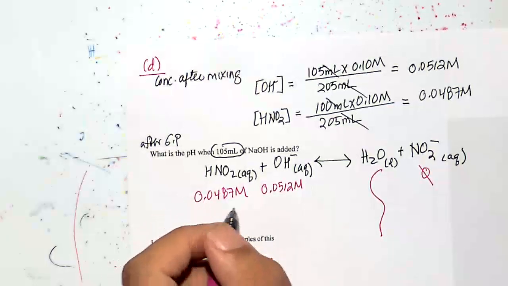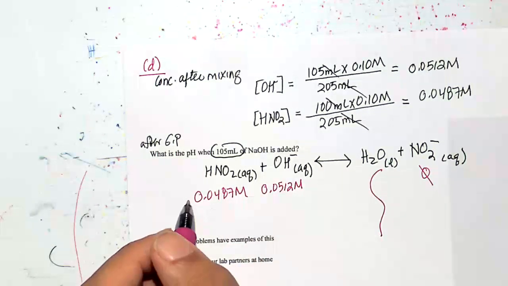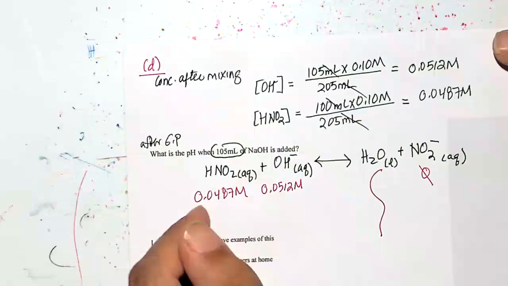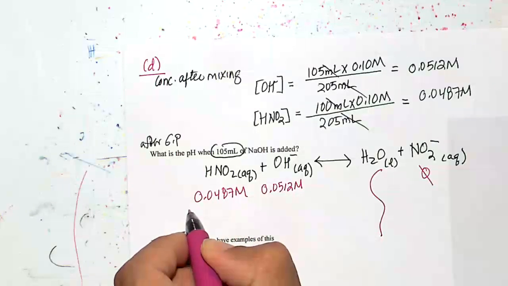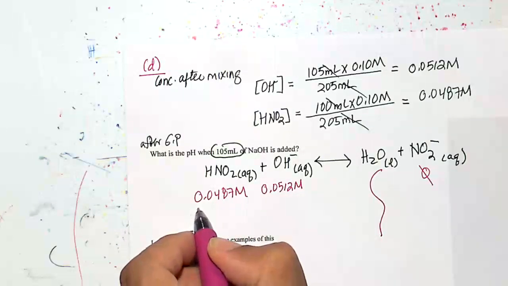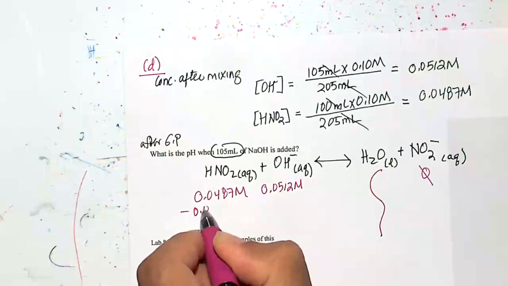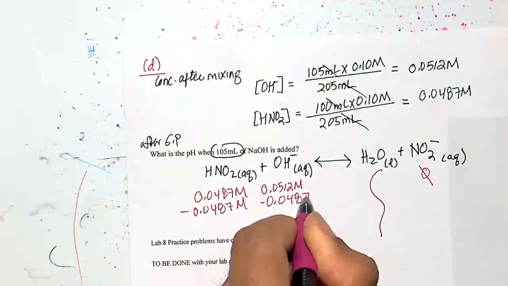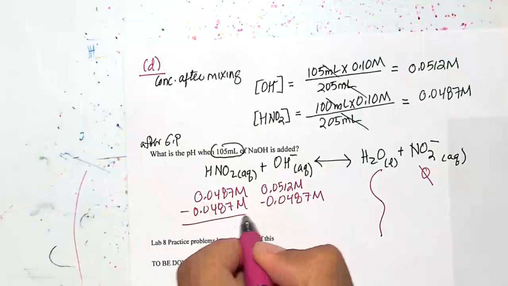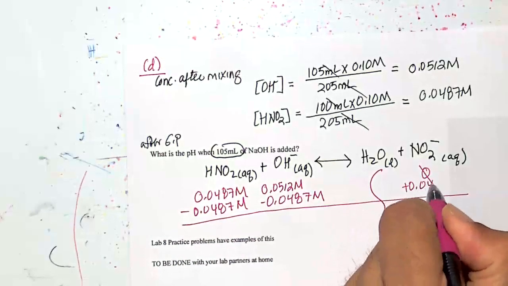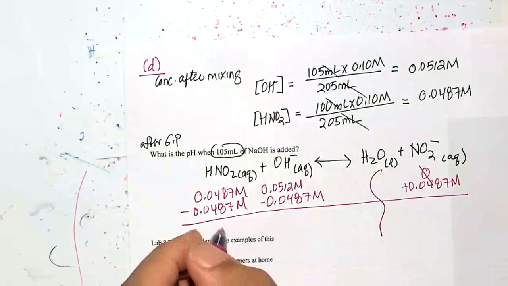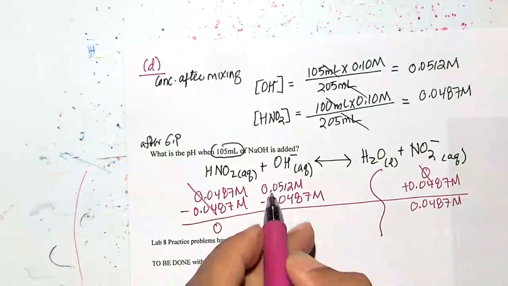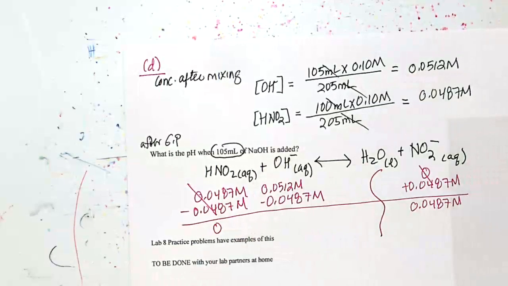All right, Bailey, I'll ask you this. How much of this OH minus will eat up this weak acid HNO2? All of it. So how much is all of it in this case? 0.0487. Very good. So 0.0487 molar, and this is 0. Then 0.0512 minus 0.0487.